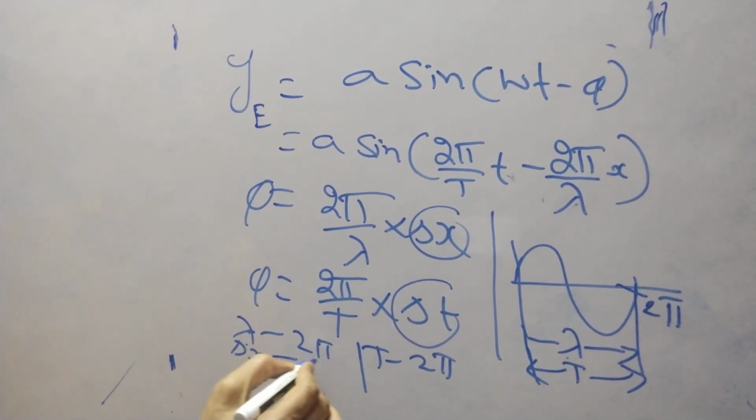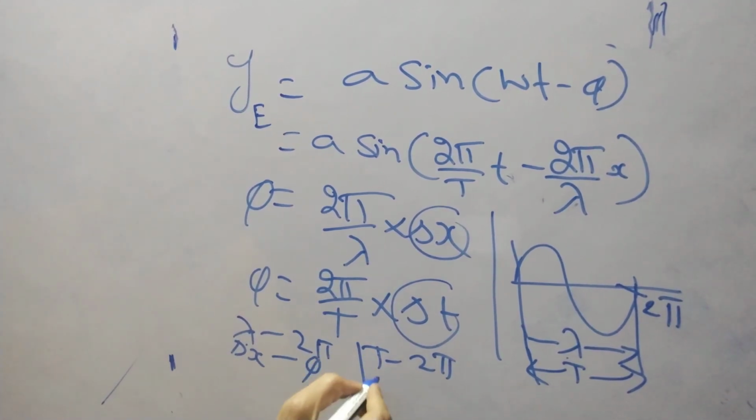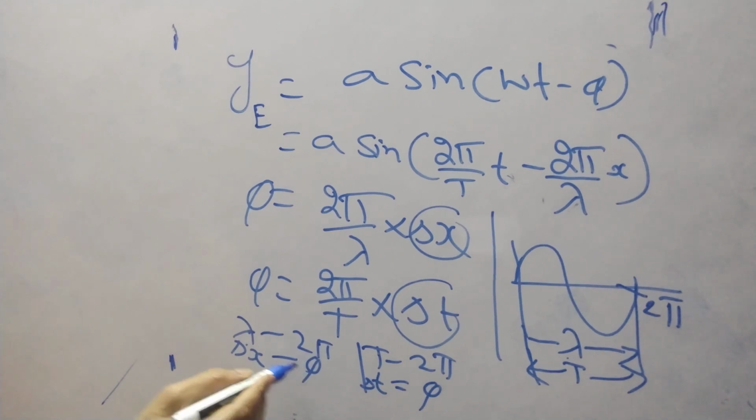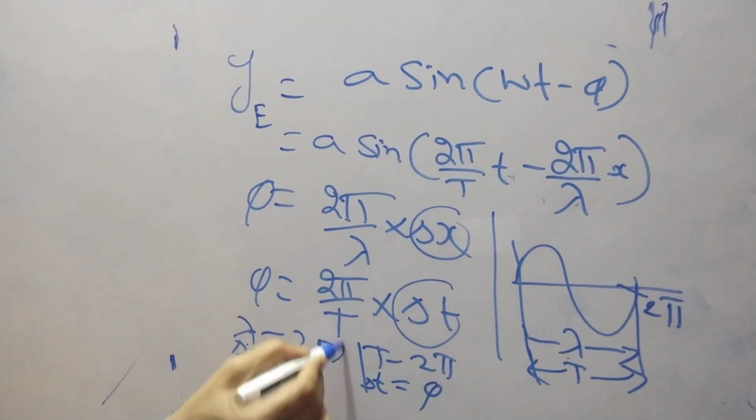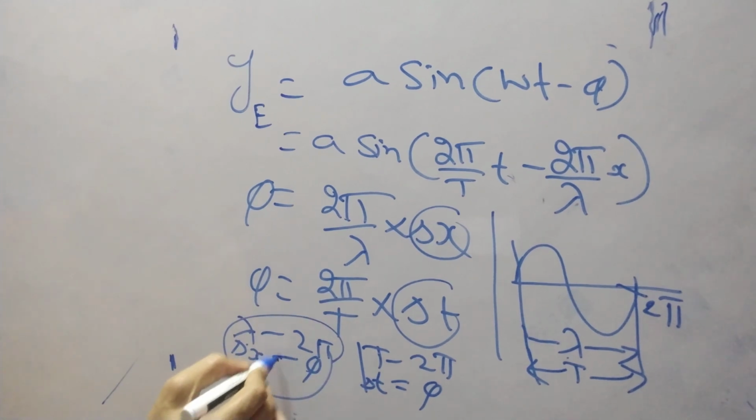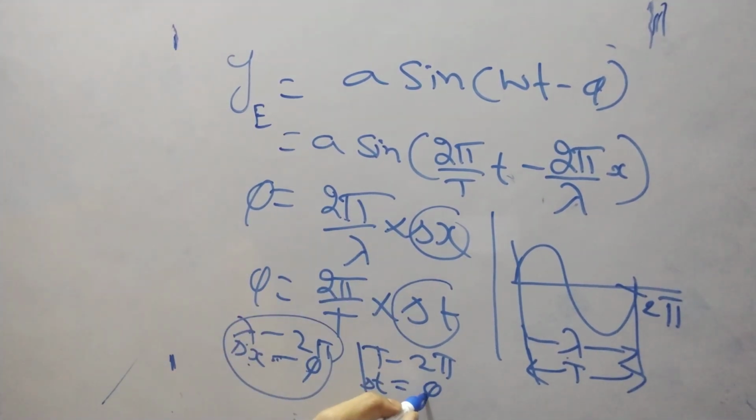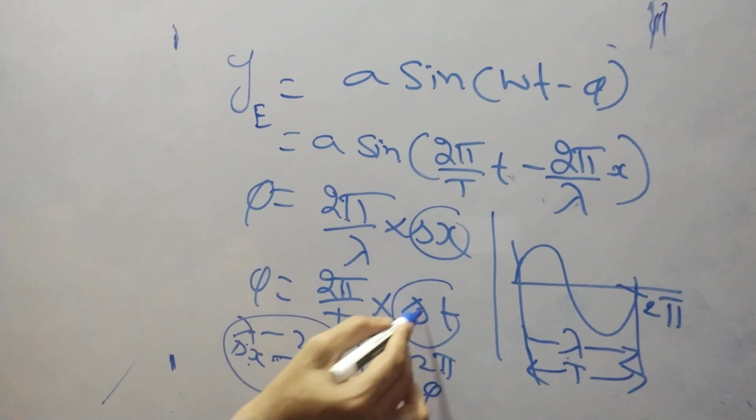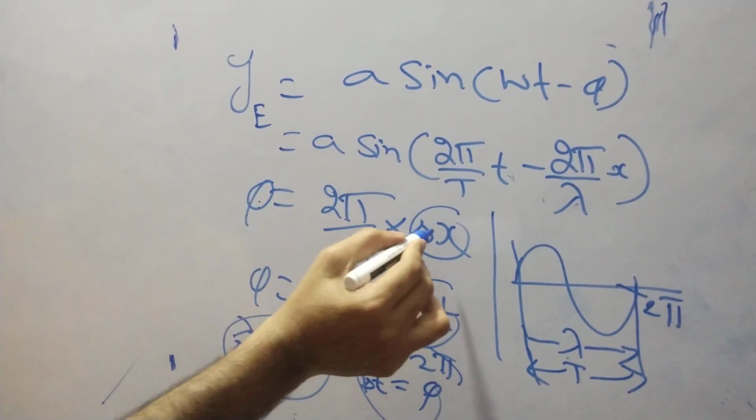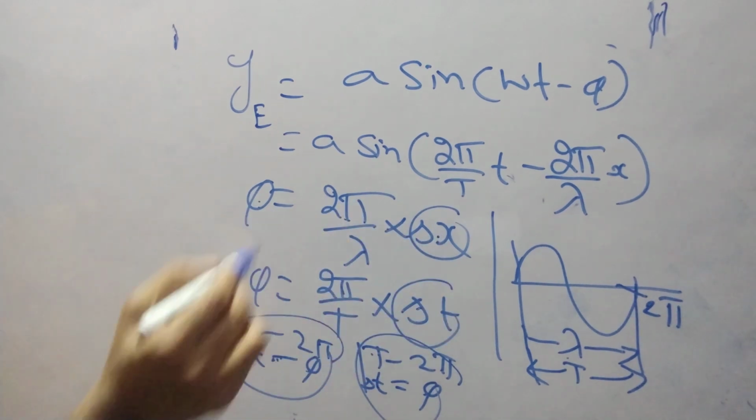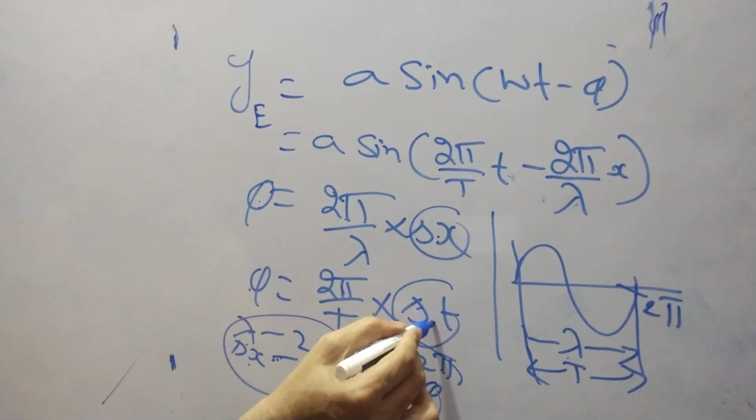This is a path difference, how much phase angle. This time means how much time difference, delta t. What is the phase angle? So with this one, what is phi? You are getting 2 pi by lambda into delta x. From this relation you are getting 2 pi by T into delta t. So this phase difference is with respect to path difference. This phase difference is with respect to time difference, right?